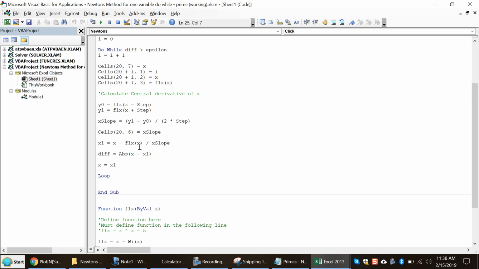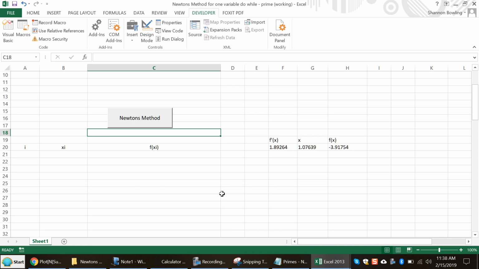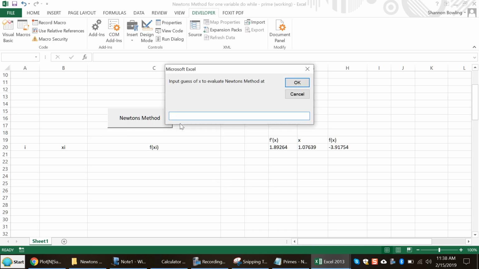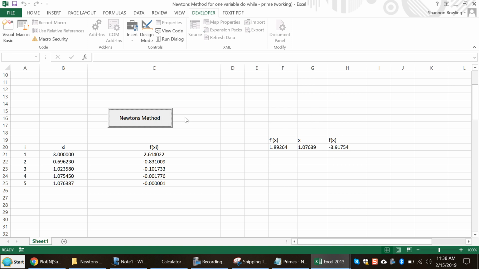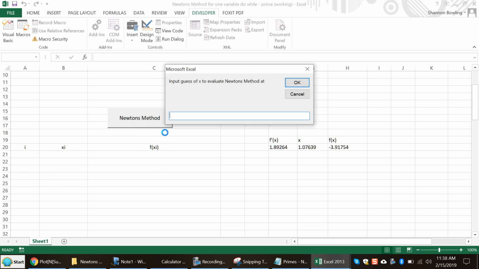But f of x now is a complicated function, right? And I want to see where that function equals essentially 0. So I'm going to run it into Newton's method, and I'm going to guess. I'm going to say, I don't know, let's suppose the answer is 3. Boom. Well, it converges to 1.07. Let's suppose that I say, well, let's try, I don't know, let's suppose it's 0.